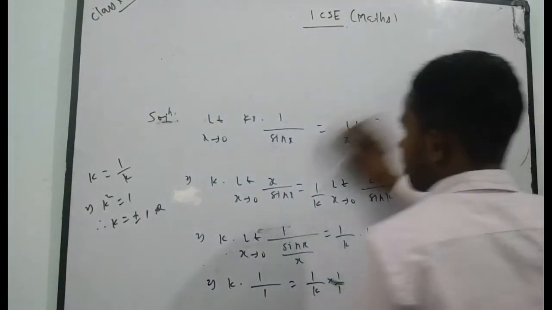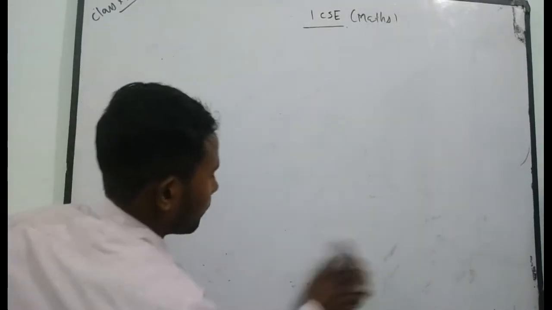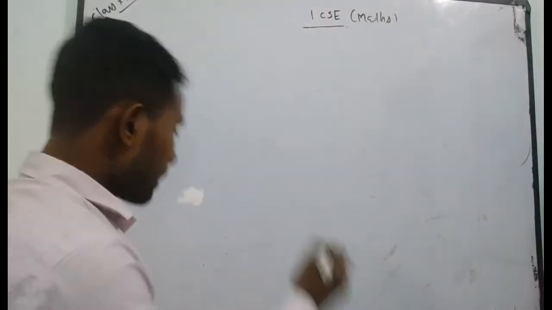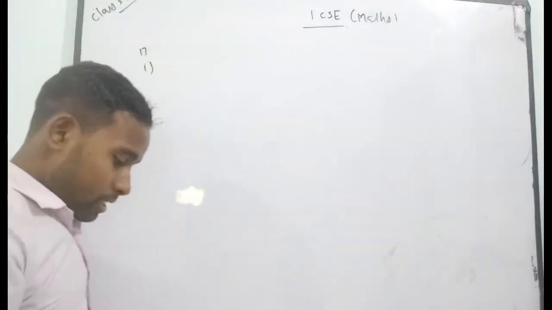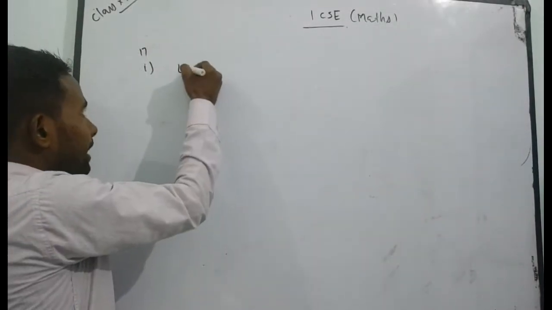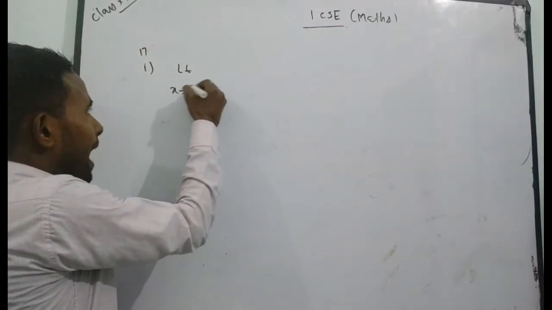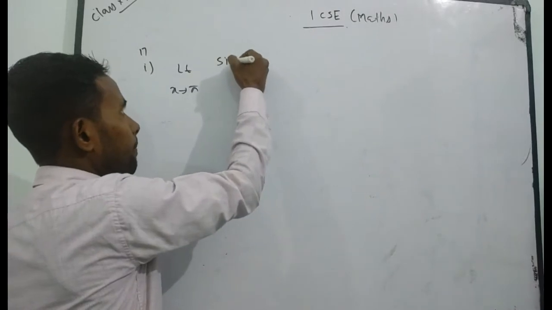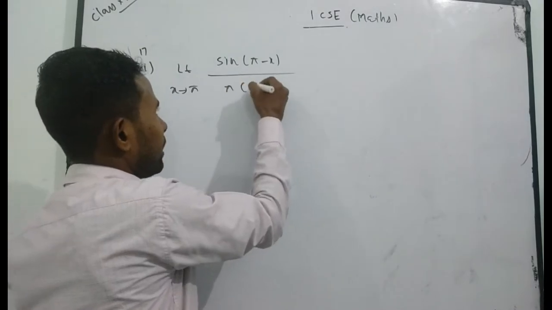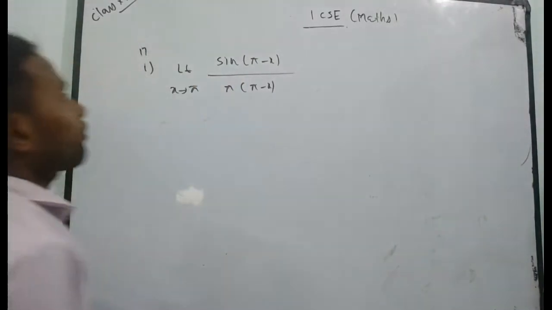Now, take the next problem. I think you understand. In the next question, question 17, there are three problems. Firstly, I want to take the first problem, in which it is given to evaluate the following limit: limit x tends to pi of sin(pi minus x) divided by pi into (pi minus x). Now you have to evaluate the following limit.